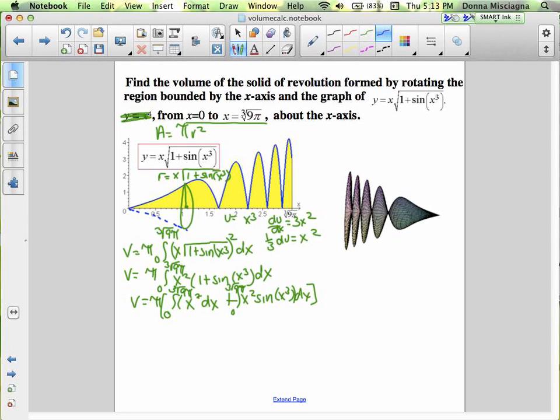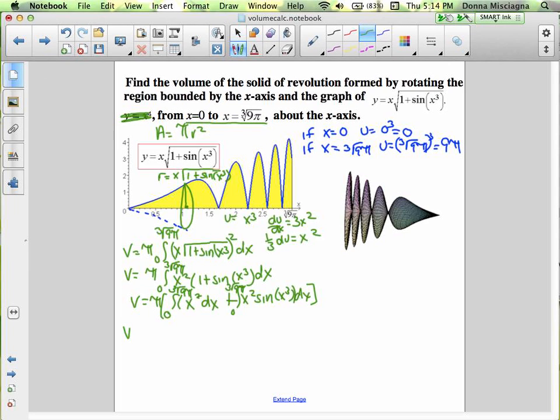All right, so we've got 0, which is fine. If x is 0, then u is 0 cubed, which is still 0. If x is the cube root of 9 pi, u is the cube root of 9 pi cubed, which is 9 pi. Right, so that'll be fine. All right, so let's do the substitution.